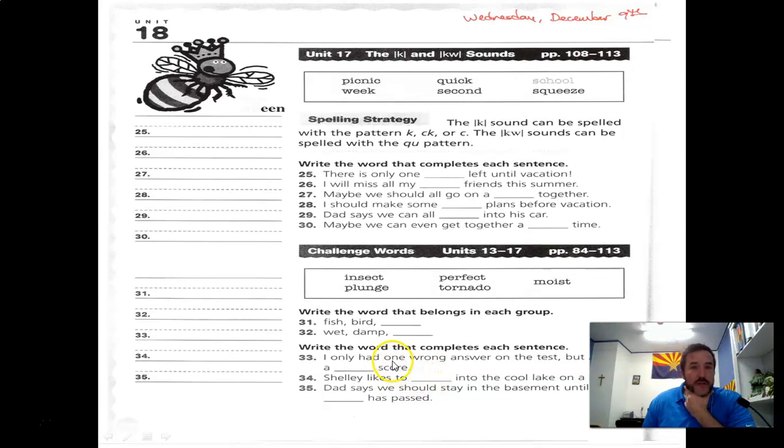Now, one more review unit tomorrow, guys. We're going to go through kind of Unit 16 and 17 in more detail tomorrow. And then Unit 18 test is going to be Friday.